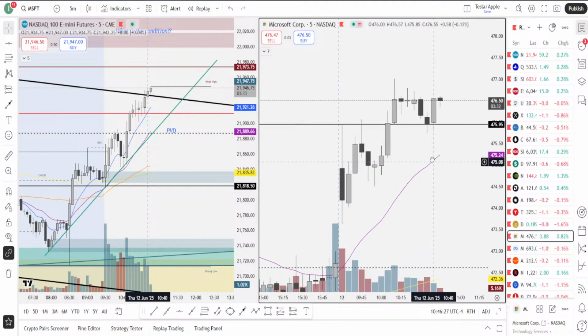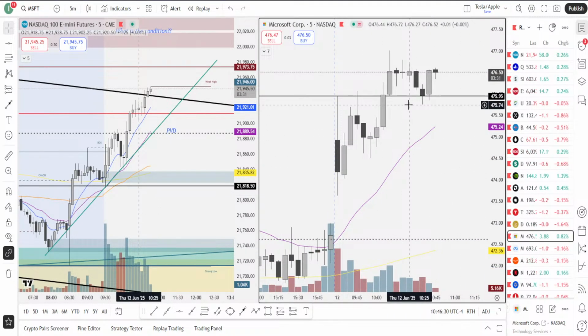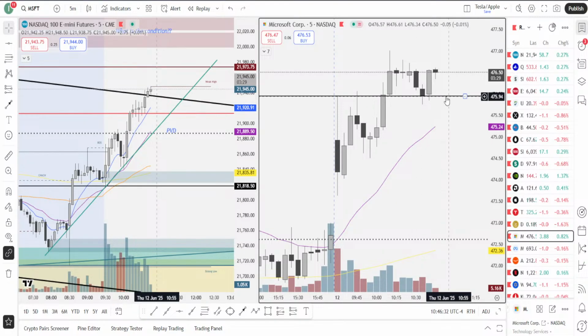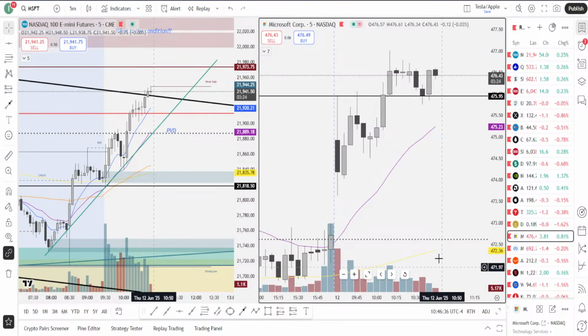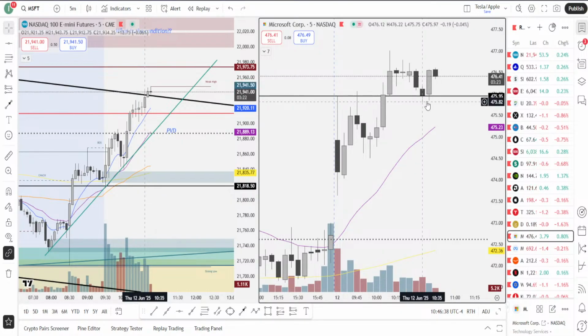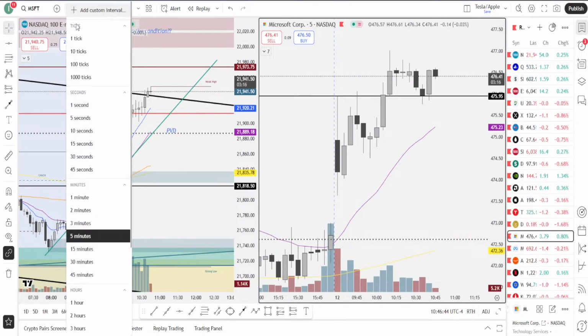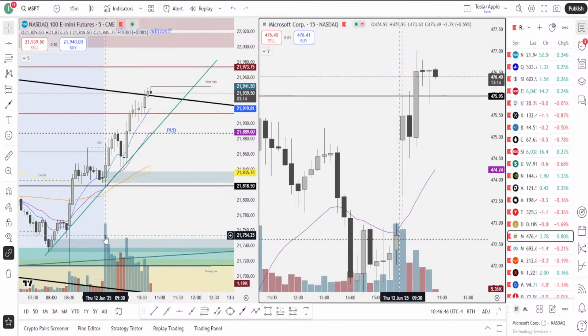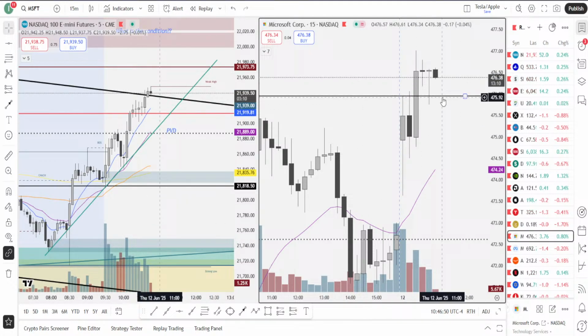I might try this buy on Microsoft here. Just don't like this volume down here. It's so low. I'll let it slide. Just gonna be picky with my shit. Yeah, I'm gonna let it slide. I'm good.